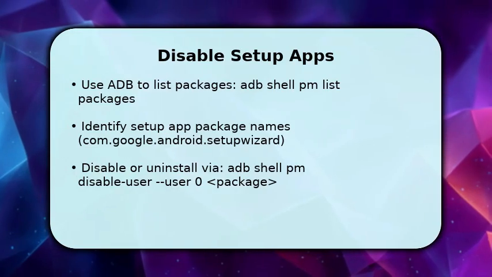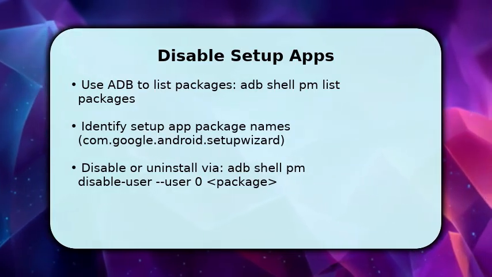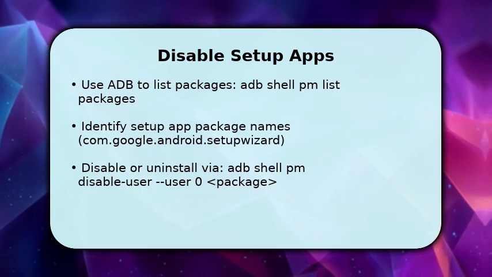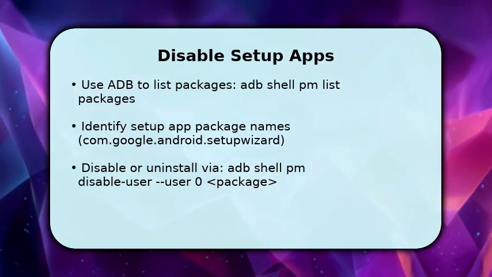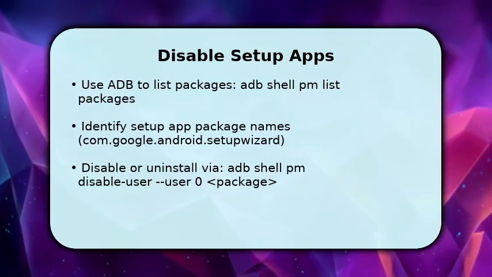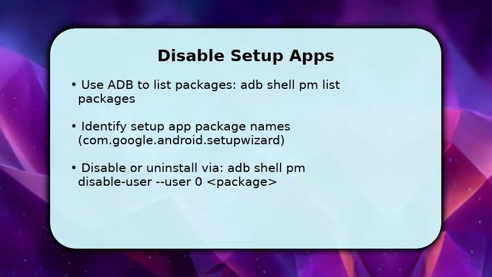You'll now remove the setup app from the active user. Connect via ADB and run a package list to find setup packages such as com.google.android.setupwizard. Once identified, use adb shell pm disable-user --user 0 <package> to stop the app for the primary user.